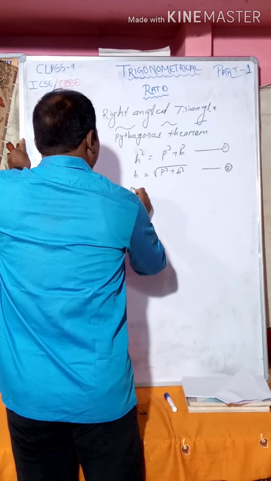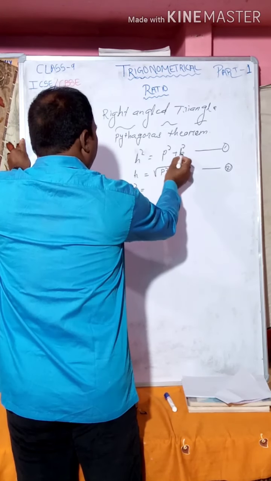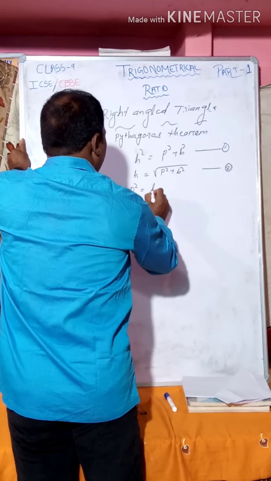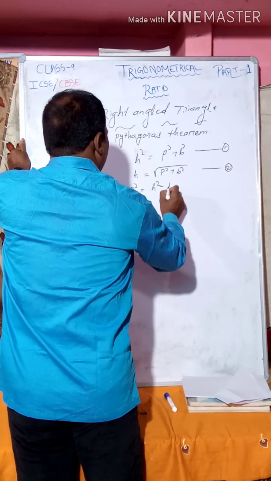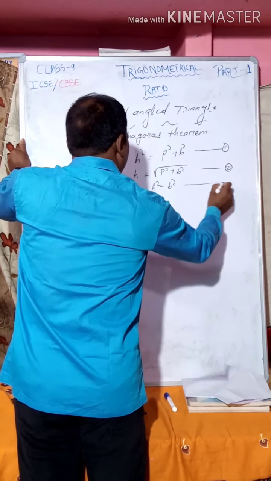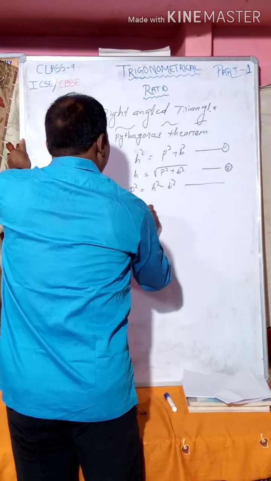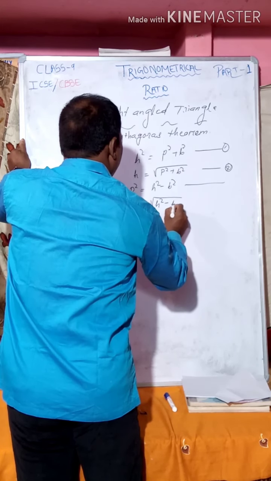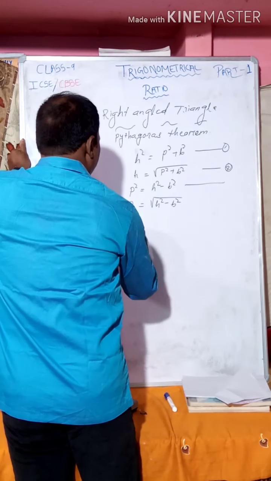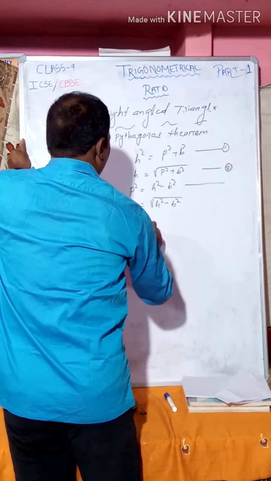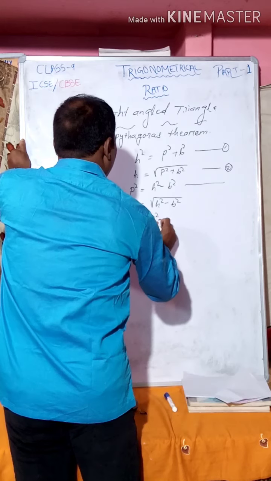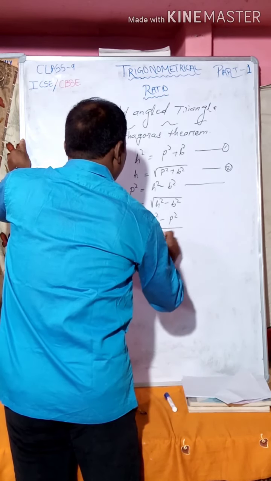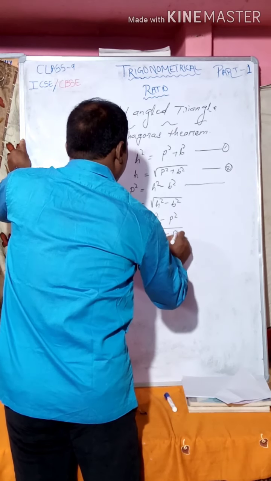And how can we find out P square? P square plus B square, let B square go to the left side, that is H square minus B square. And what is P? P is equal to the square root of H square minus B square. Likewise, B square is equal to H square minus P square. B is equal to the square root of H square minus P square.